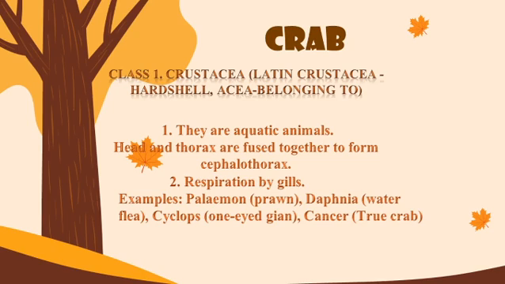Head and thorax are fused together to form the cephalothorax. We cannot differentiate head and thorax, so they are joined together, fused together, and it is called the cephalothorax. Respiration is by gills. Examples: Palaemon, prawn, Daphnia, water flea, Cyclops, the one-eyed giant animal, Cancer, true crab.